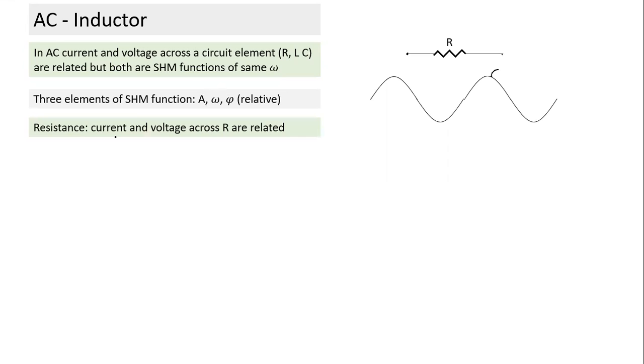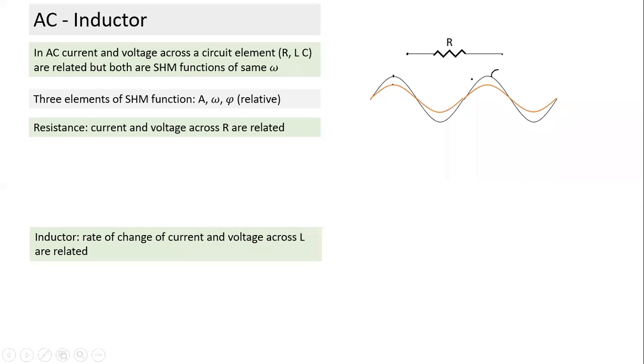First case, if it is a resistance, current and voltage are related like this. At any instant, whatever voltage it has, the current will be equal to V by R. So whenever voltage reaches its maximum, current also reaches maximum. When voltage becomes 0, current also becomes 0. So here we say voltage and current are both in phase. This is what happens in the case of resistance.